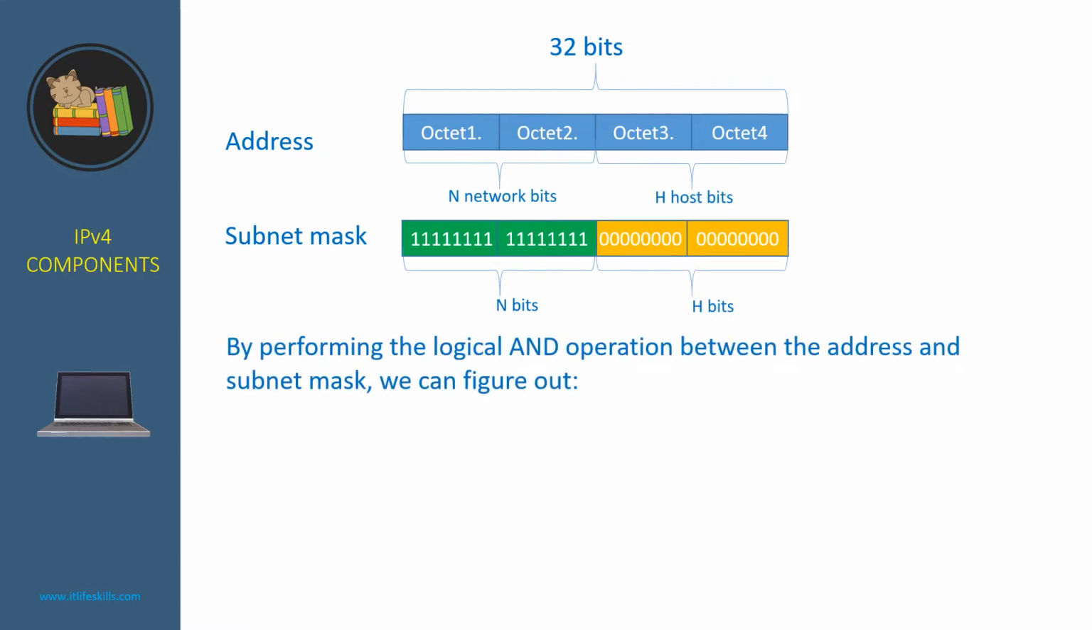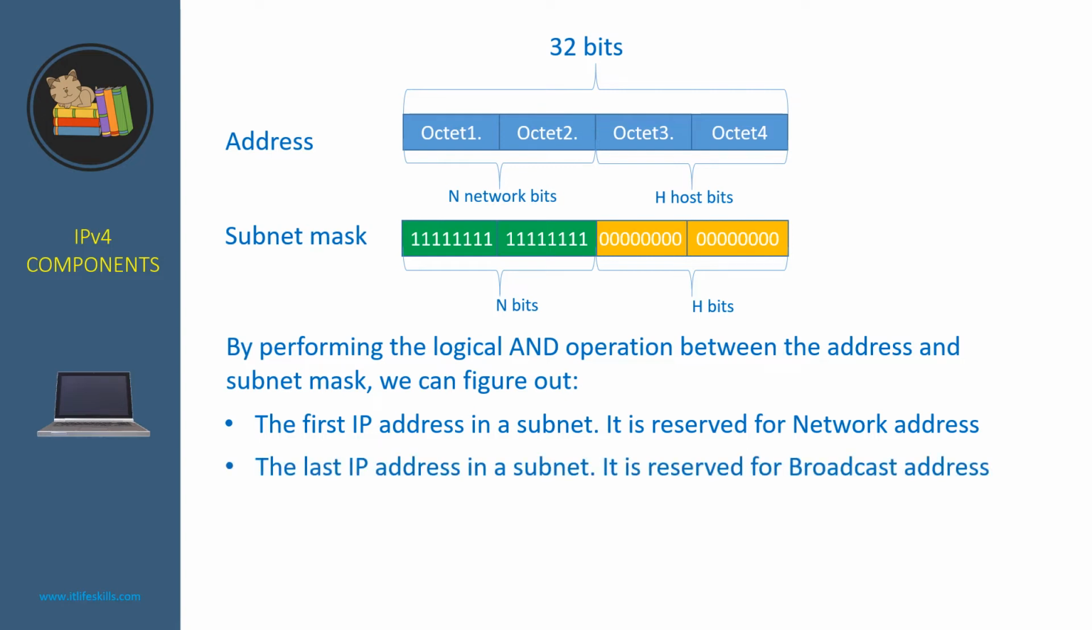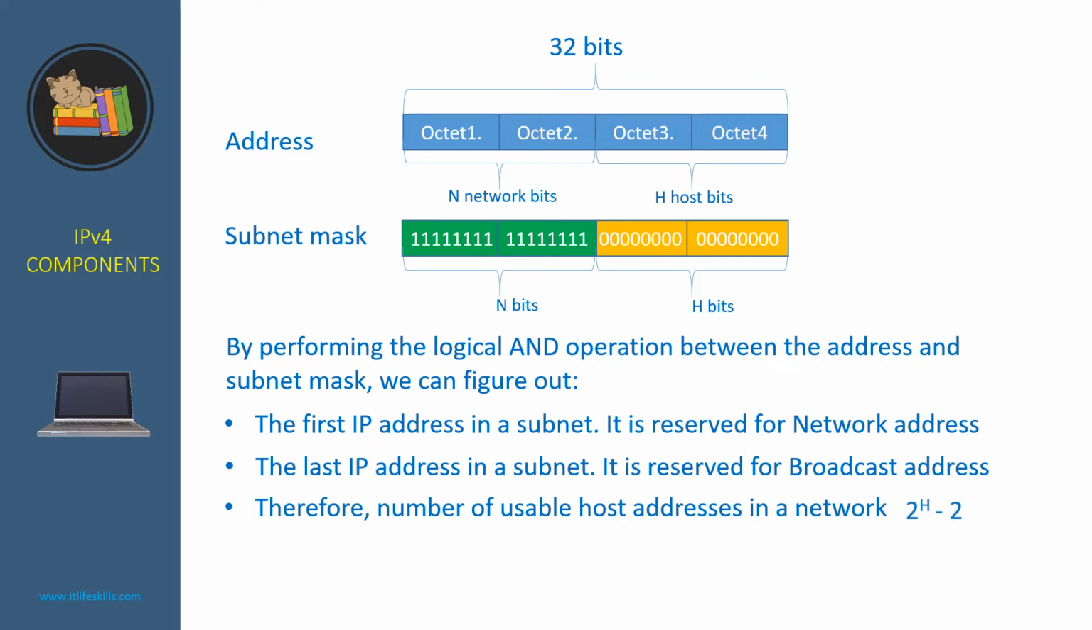By performing the logical AND operation between the address and the subnet mask, we can figure out the first IP address in a subnet. It is reserved for the network address, which means we can figure out the network that an IP address belongs to. The last IP address in a subnet is reserved for the broadcast address. Therefore, the number of usable host addresses in a network will be 2 to the power of host bits, minus 2.